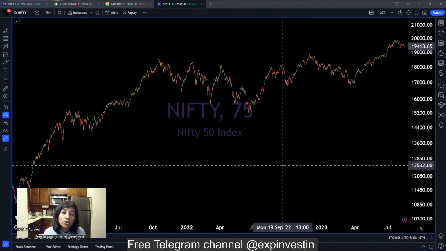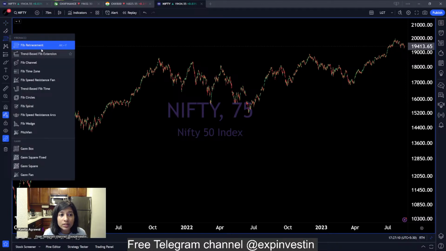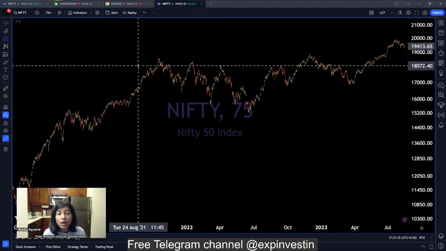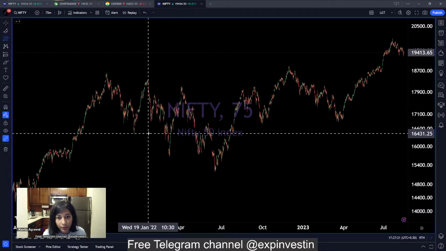So firstly, how do you draw the Fibonacci ratio? This layout that you're seeing is nothing but the TradingView layout. Within the TradingView layout, you get on your left side this drawing panel. Now you have to click on this drawing panel, and on the arrow you can see Fibonacci retracements is the first drawing tool. There is a keyboard shortcut also. If you simply press Alt F, you will automatically have selected the Fibonacci drawing tool.